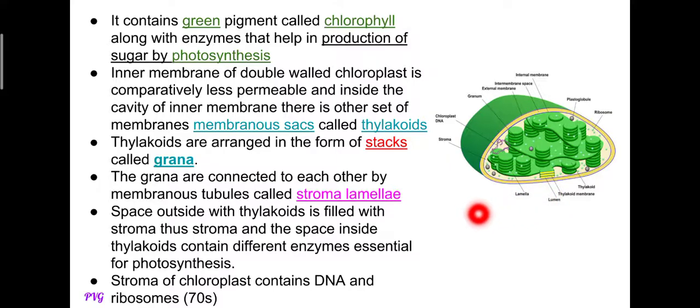The space outside the thylakoid is filled with the stroma, and the space inside the thylakoids contains different enzymes essential for photosynthesis. That means simply the chloroplast plays an important role in the process of photosynthesis. The stroma of the chloroplast contains DNA and ribosomes. These are the ribosomes, and the chloroplast DNA is present here.